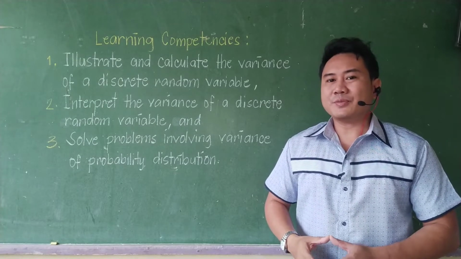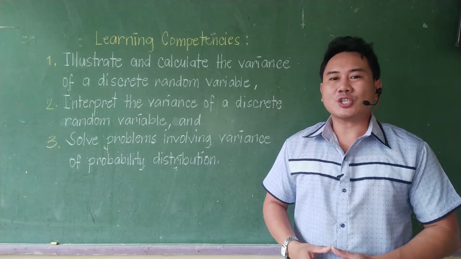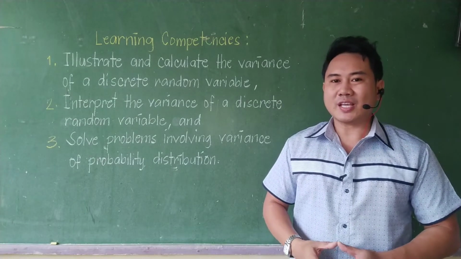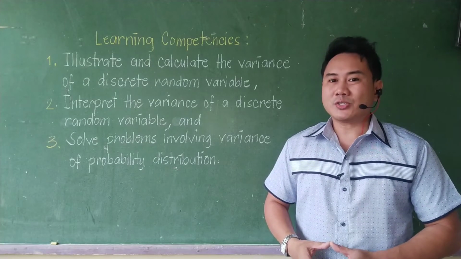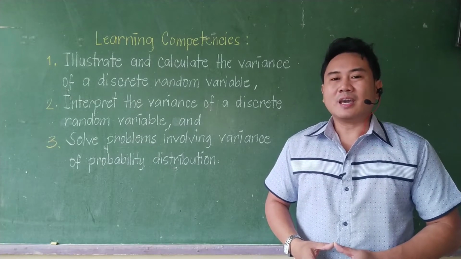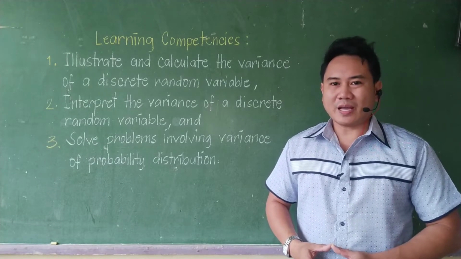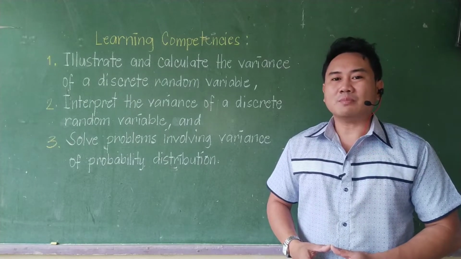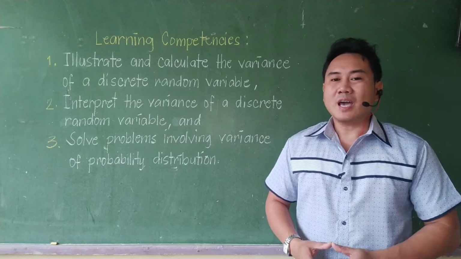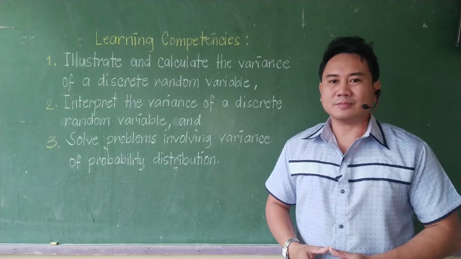After computing for the mean of a random variable, let us proceed to the computation of the variance and the standard deviation. For today, we are going to illustrate, calculate, and interpret the variance and standard deviation of a random variable. Also, we are going to solve problems involving variance and standard deviation of a probability distribution.